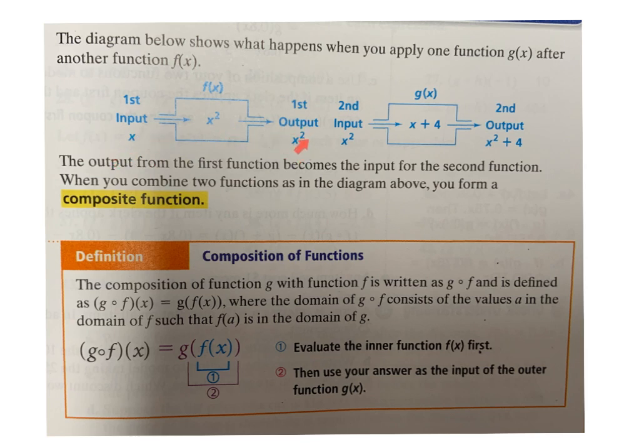Then I have this second function. I'm going to take this answer, my x squared, and plug it in for x. So my second output would be x squared plus 4. If I start with x and it goes through these two functions, my final output will be x squared plus 4, and that is what composite is. It's when you take two different functions and compose them back to back.